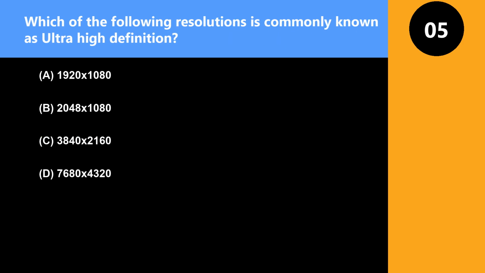Question 5. Which of the following resolutions is commonly known as ultra-high definition? Option A. 1920x1080. Option B. 2048x1080. Option C. 3840x2160. Option D. 7680x4320. The correct answer is option C, 3840x2160.